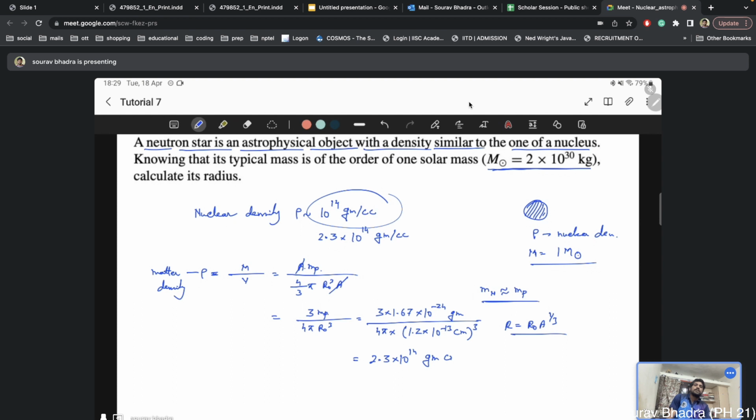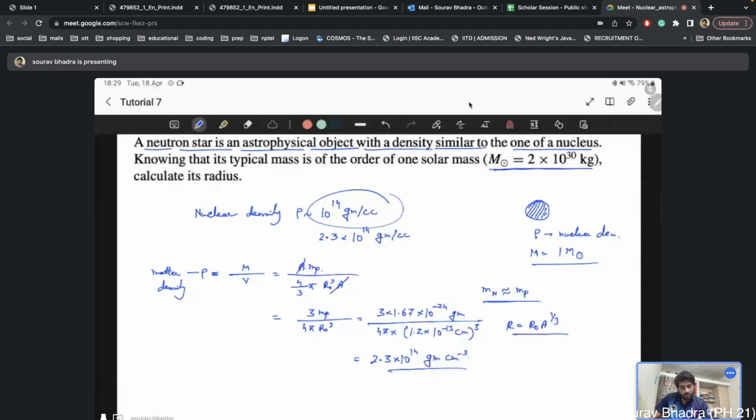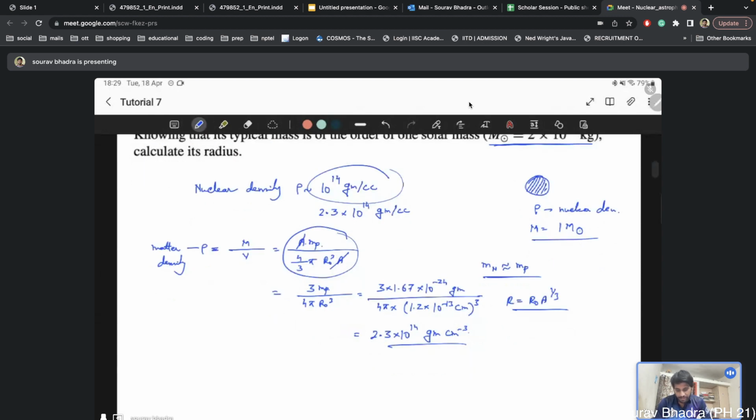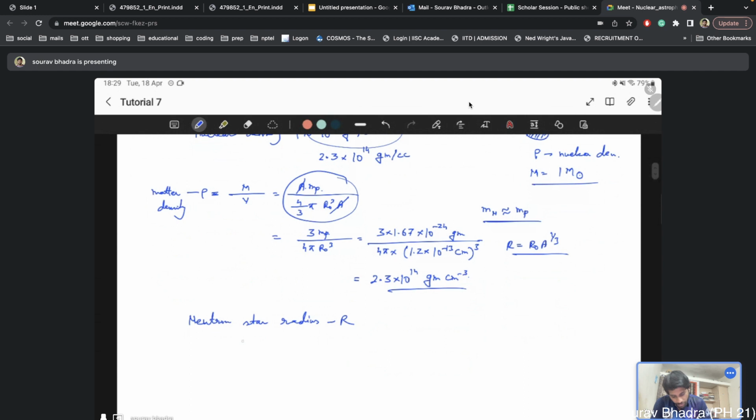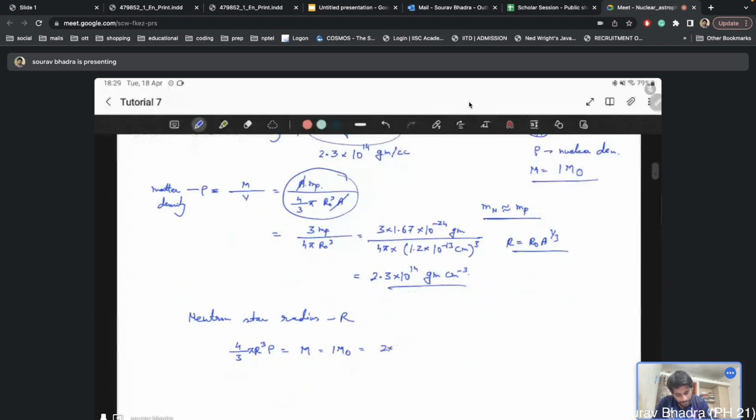This is a typical density, and the most important thing is it doesn't depend on a or z or anything. It is an independent quantity, because you can see that a from the denominator and the numerator cancels out. So this is the typical density of a nucleus, and we have to calculate the neutron star radius. Let's say the radius is r. So 4/3 pi r cube rho is equal to the mass of the neutron star, and in our question it is given 1 solar mass. 1 solar mass means 2 times 10 to the power 30 kg.